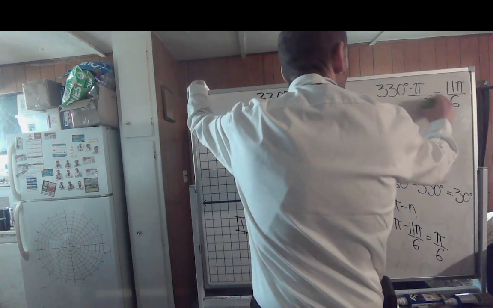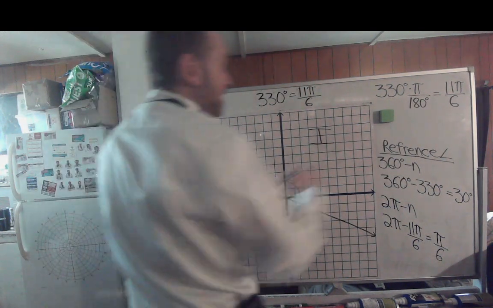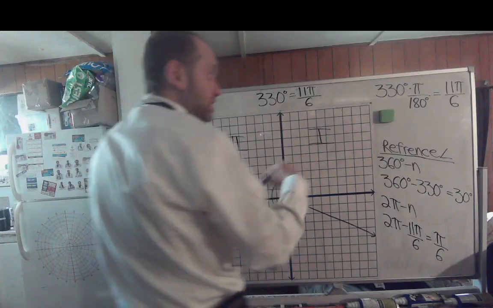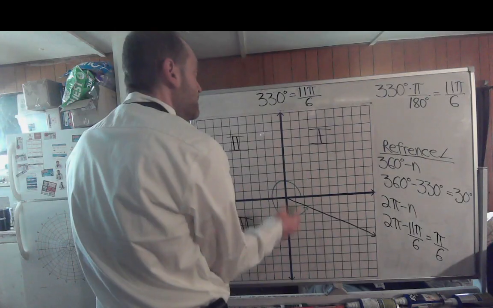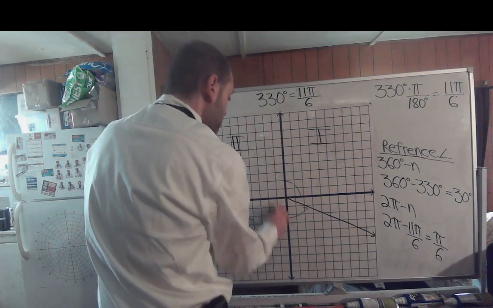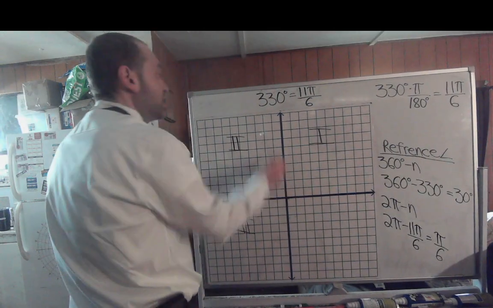Whoops, that should have been pi over 180. I ended up getting the radian measure right, but I set it up wrong. It's really pi over 180 here, but still 11 pi over 6 is correct. But anyway, let's go ahead and sketch a 360 degree angle. We'll have come full circle.